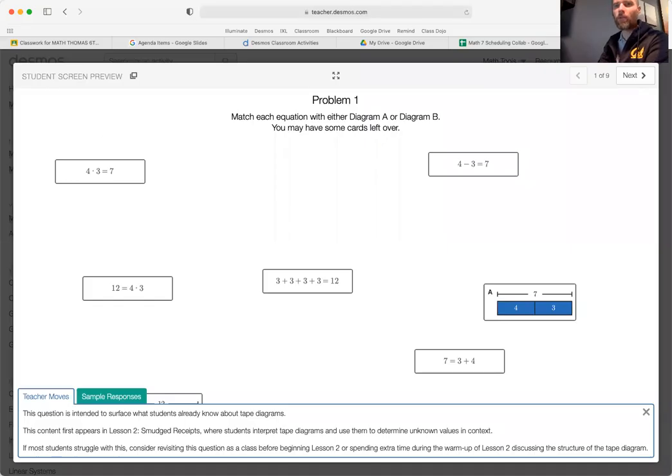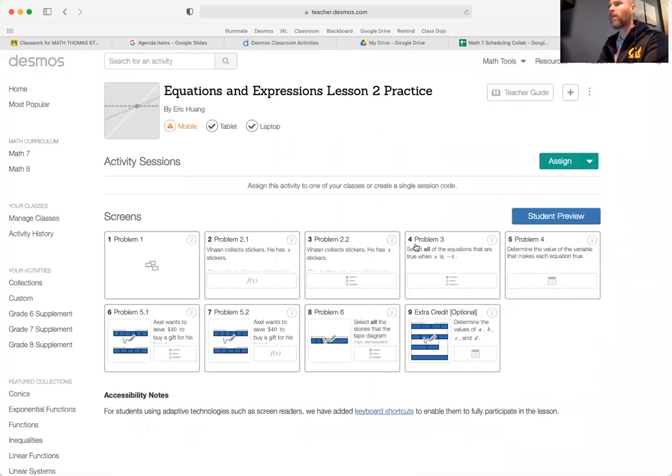Hey everyone, let's do this lesson 2 practice. Is that what this is called? What did we name this? Equations and expressions lesson 2 practice. That's what we're working on today.